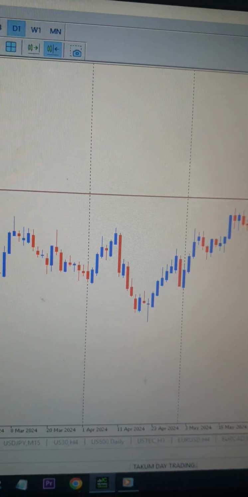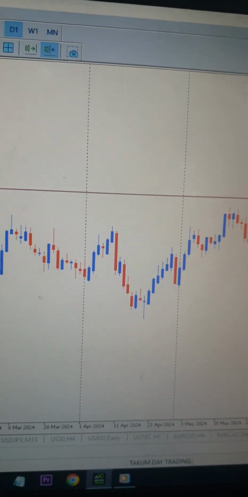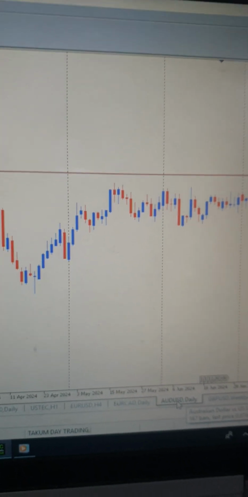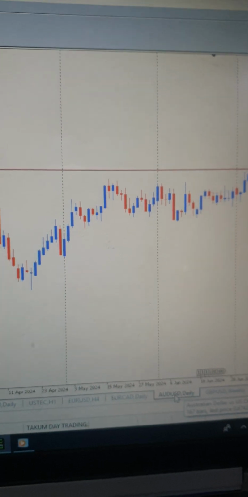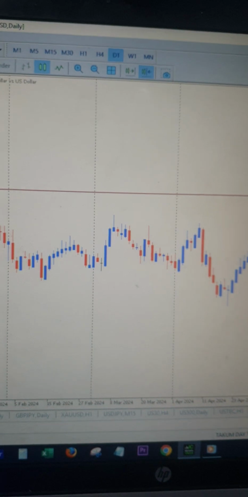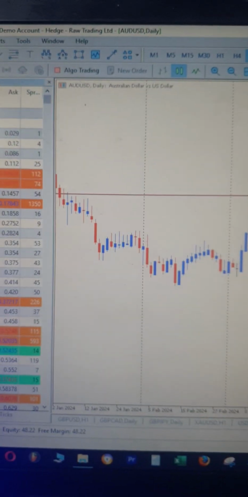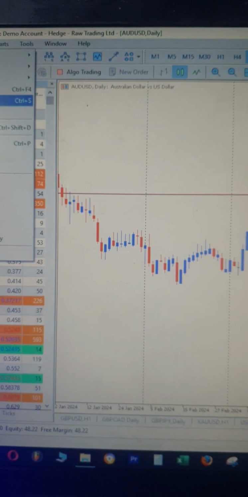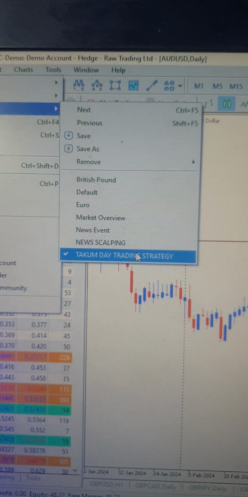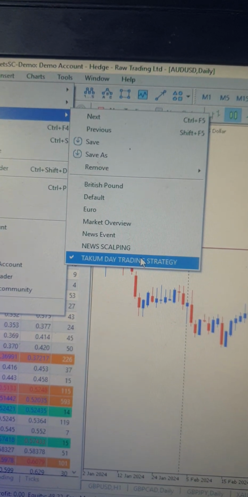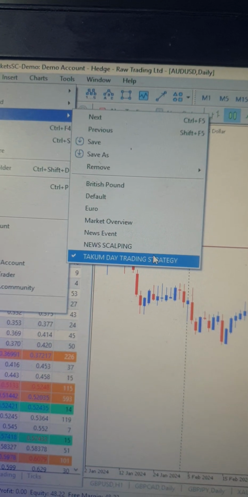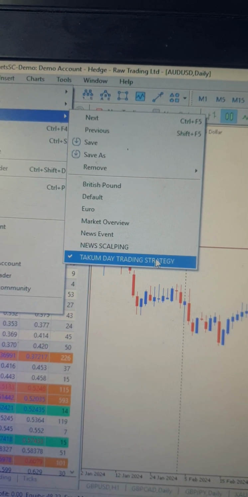The only reason I kept it is in case I want to trade news. But now I have profiles that I've created. This one is actually not my news profile. Let me check what profile I'm actually working with. This profile is my Takum day trading strategy. I'm not going to be using this one for my day trading strategy, but maybe for news.